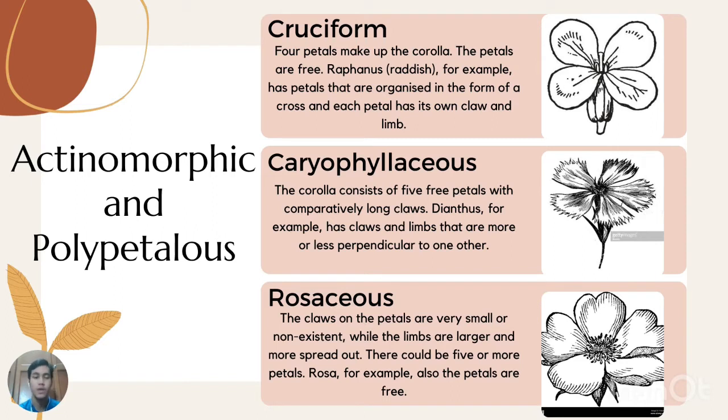For this form, there are 3 types of it, for example, cruciform. In cruciform, 4 petals make up the corolla. The petals are free. For example, we can take Raphanus, which has petals organized in the form of a cross, and each petal has its own claw and limb.